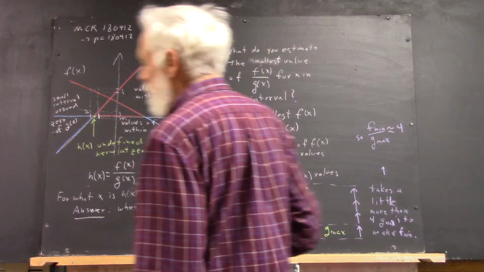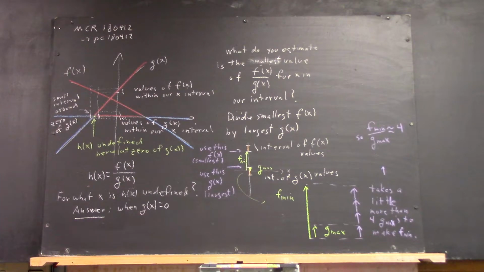So in this case, f min over g max is about 4. Got that? And that's the smallest possible value of f over g on this interval, right?